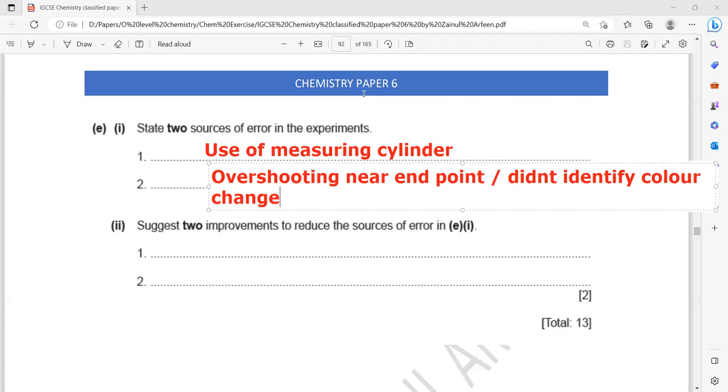If we say colorimeter for measurement, we don't need a colorimeter, there is a very visible change. Actually, if the question was about identifying the rate or the speed of a reaction, in that case you can mention it, but not in a titration.